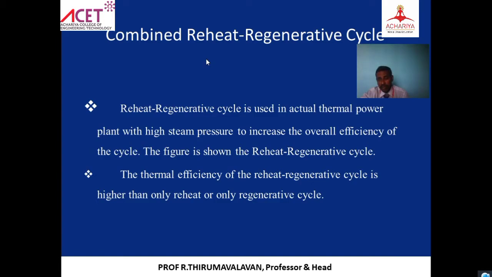If I combine both, the efficiency previously, if it is 30% thermal efficiency of the Rankine cycle, and you are doing only reheat, the cycle efficiency may be 40%. Only if you are going for regeneration, the cycle efficiency may be 42%. If you are going for both combined, the efficiency may be 50 or 56%. With a combination of both, the cycle efficiency will be better, right? So that is why we go for the combined reheat as well as regeneration cycle.